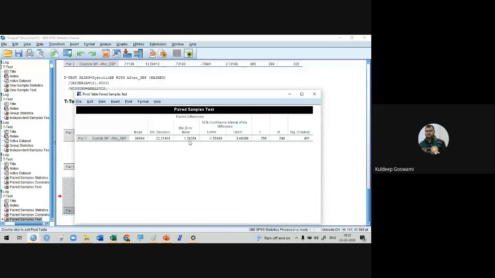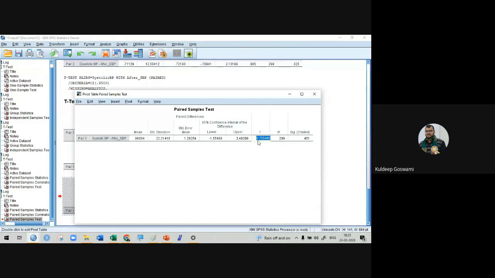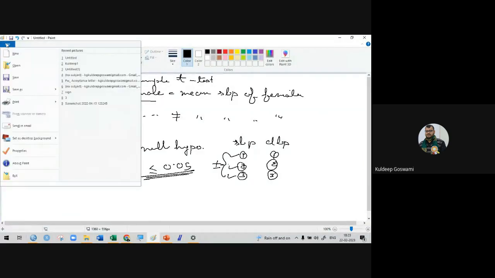Again, here the result of the t-value is 0.755492 with 0.451 p-value. Since the p-value is greater than what? Since the p-value is greater than 0.05, we accept the null hypothesis. In case of a paired t-test, what should our null hypothesis be? Can anyone say?